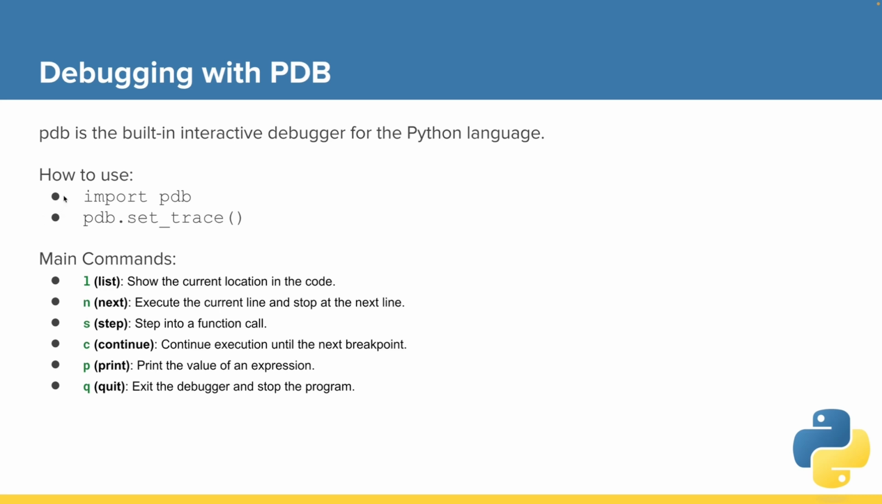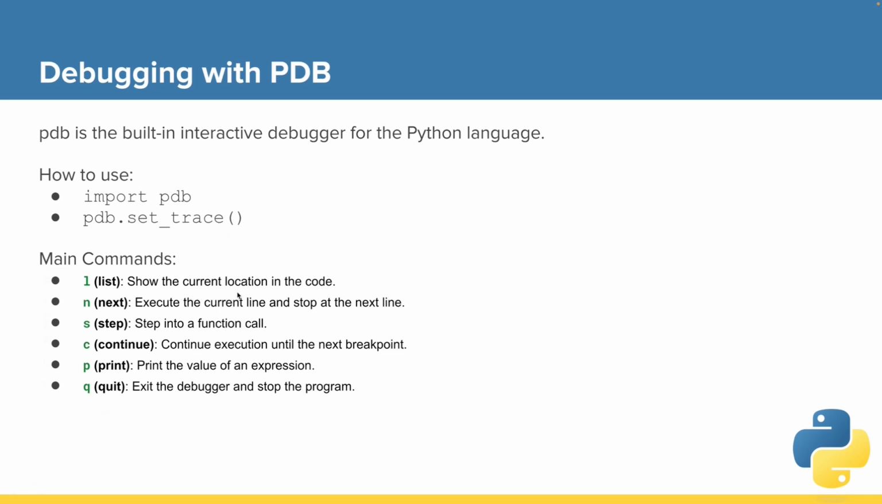So how we use PDB, again, Python debugger, is we import it at the top of the code. It's built into Python, so we can do that. We just say import pdb, and then wherever we want to set a breakpoint, we call the set_trace method of pdb. So pdb.set_trace. That will set a breakpoint for us. And then we have various commands that we can use as we're in that.